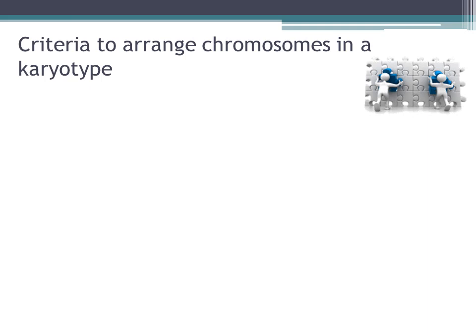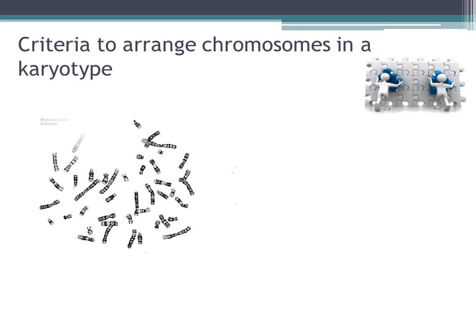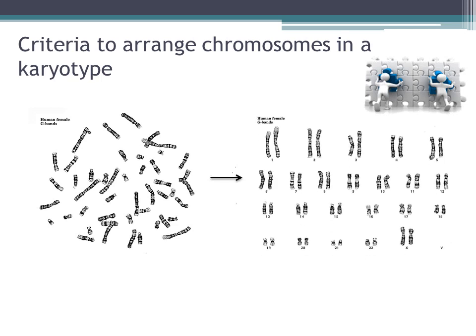Chromosomes are not arranged randomly. There are certain criteria which control arranging them into a karyotype. Now this image shows how chromosomes look when observed under a microscope before being arranged. Here the G-banding technique is used to stain these chromosomes. After being arranged correctly, we obtain this karyotype.